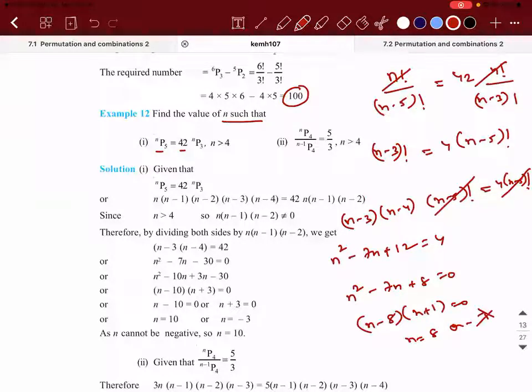Answer will be... Did I make any mistake? So n should be 8, no? But how did they get 10? Did I make any mistake, guys?